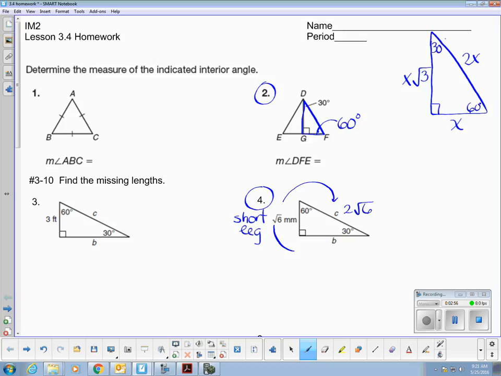To go from the short leg to the long leg, I'm going to multiply by radical 3. So radical 6 times radical 3 is radical 18. Now we can simplify radical 18. Radical 18 is the product of radical 9 times radical 2, which is the same as 3 radical 2.